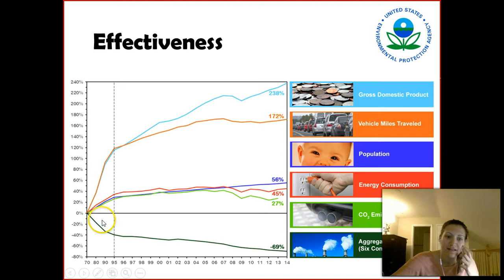So since the 1970s that we see over here, our gross domestic product, so the amount of money we're making, has increased. The number of miles, so the amount of transportation, has increased. The number of people and people needing energy, as well as energy, has increased. Our carbon dioxide emissions have increased, but despite all these increases that you would suspect would lead to an increase in air pollution, we've actually declined in air pollution.